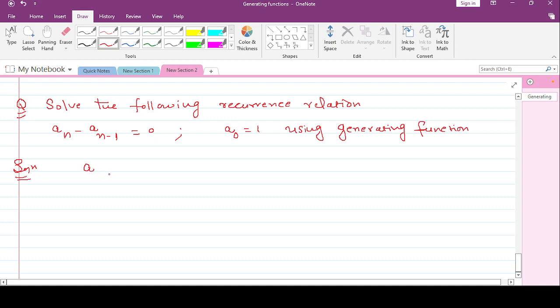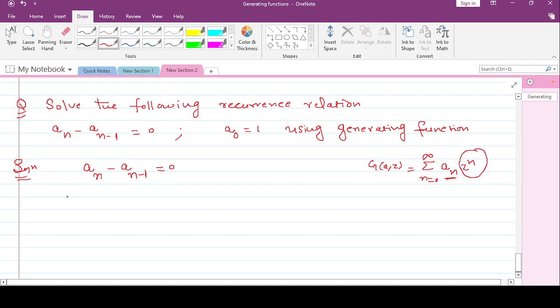Your given equation is a_n minus 1 equals 0. Here we want to use the generating function technique. The generating function is given in this form: the sum for n varying from 0 to infinity of a_n z raised to the power n. With a_n, what do you require? You require z raised to the power n.